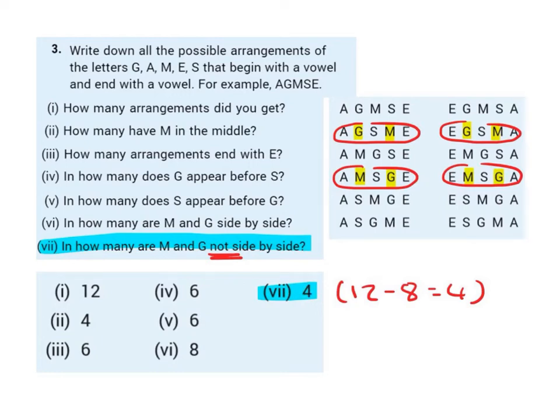Now a quicker way would have been to say, well, there was 12 in total. In part 6 we were asked how many where they are side by side, and there was 8 where they are side by side. So 12 take away 8 is 4. So that would have been just a quicker way instead of going through them individually.